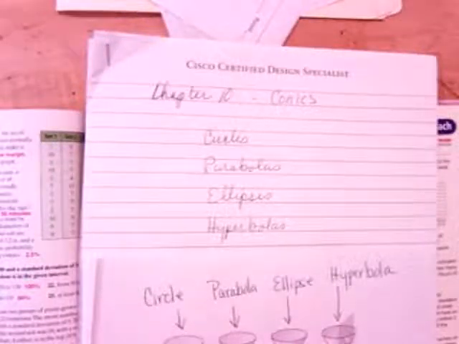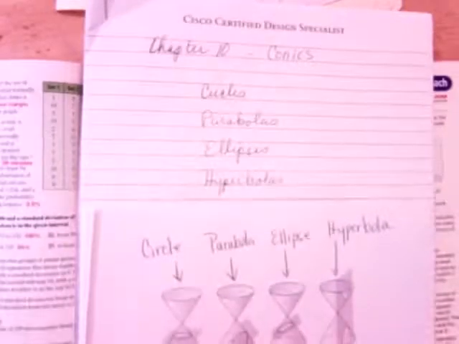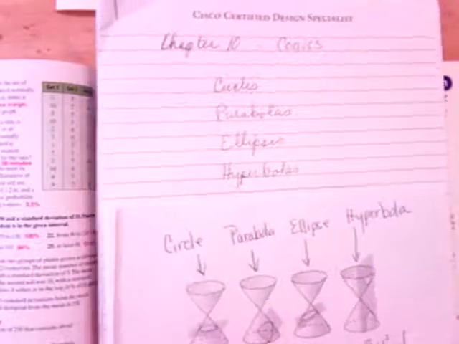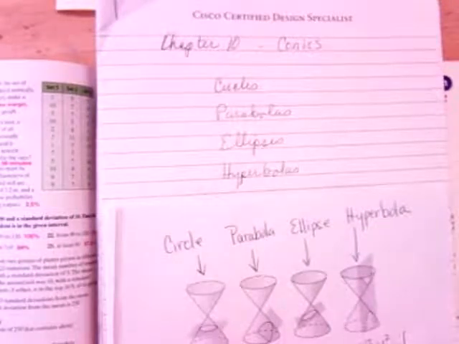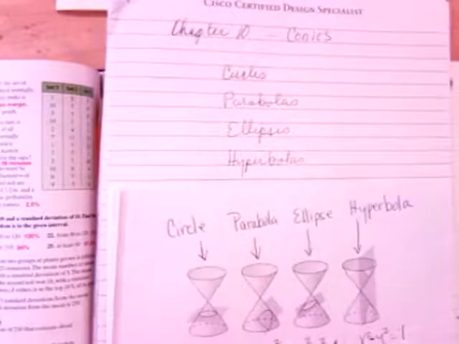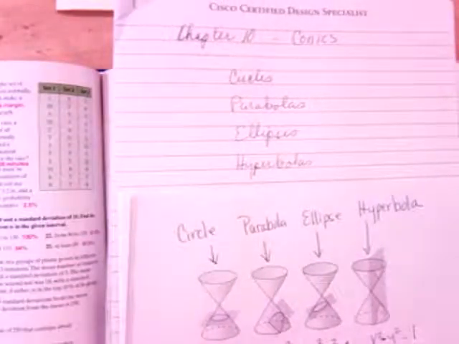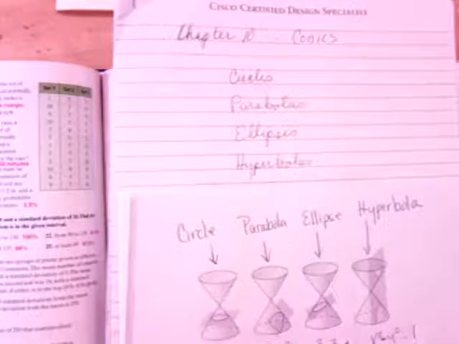Today we're going to start Chapter 10. This is going to be more like a review. Chapter 10 is called conics, and conics are what you get when you slice through cones. The conics we're going to talk about are circles, parabolas, ellipses, and hyperbolas.